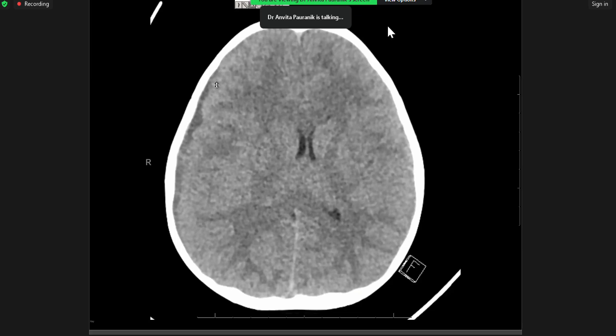No scalp hematoma, right? So if you're saying there is trauma, there are no external signs. There is no subgaleal injury, there is no fracture, and there are no other signs. So instead of calling this hemorrhage, can it be something else? What else can it be? Subdural effusion.